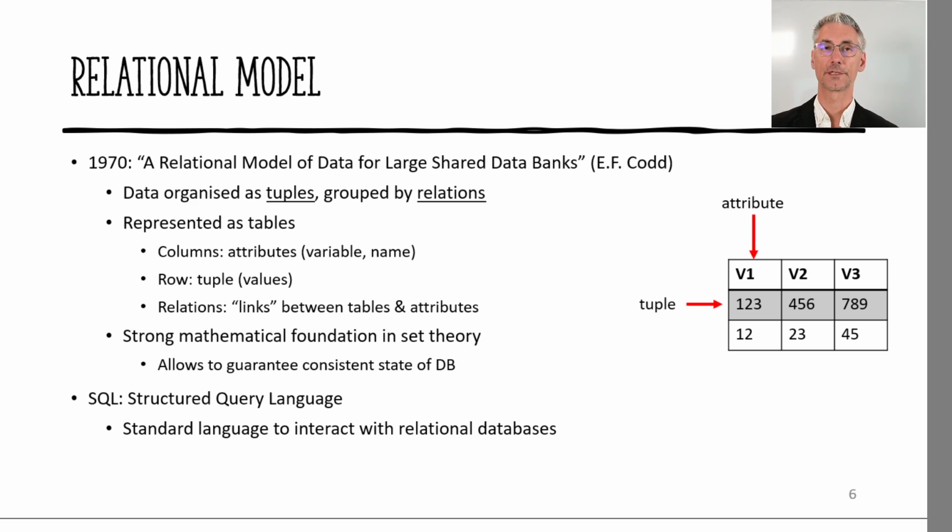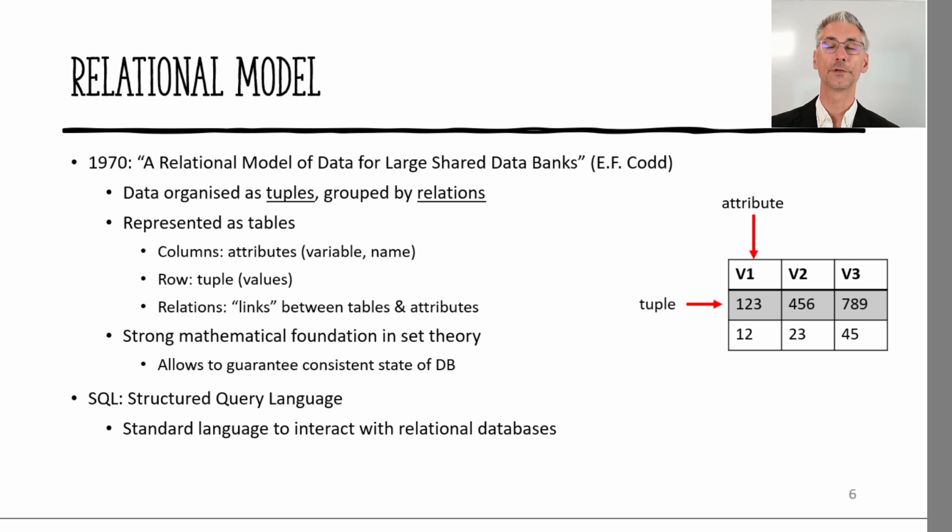This relational model was then developed shortly afterwards in the 1970s, and the seminal paper was "A Relational Model of Data for Large Shared Data Banks" by E.F. Codd. Here data are organized as tuples grouped by relations. So what does this mean? Simply spoken, we can represent the data as tables, and here the columns are attributes, variables or names, like we would put it in an Excel table for example, and the rows, these are the tuples, or as we can also say, the rows hold the values.